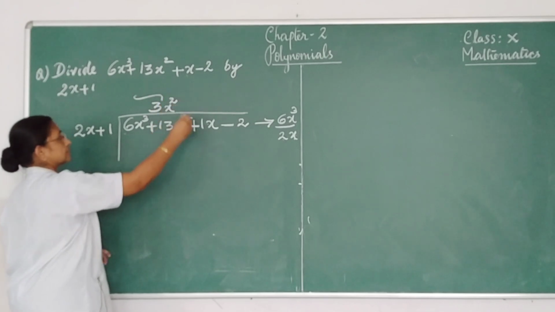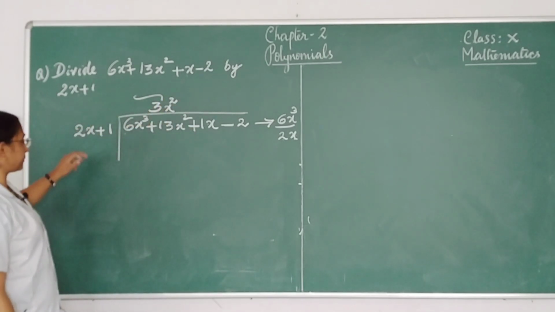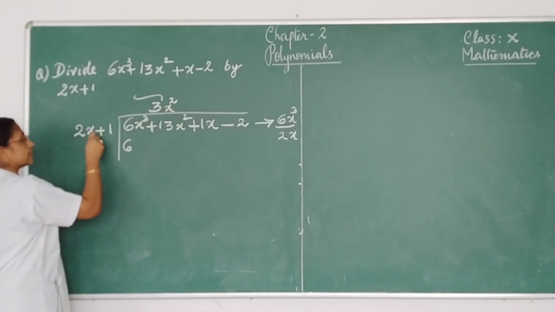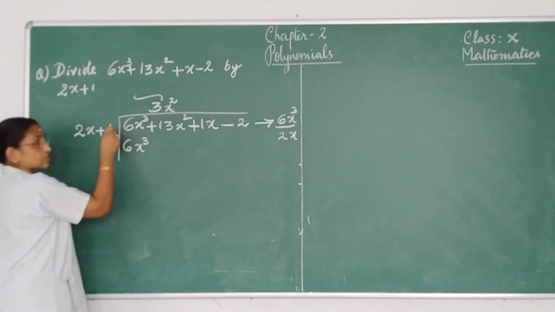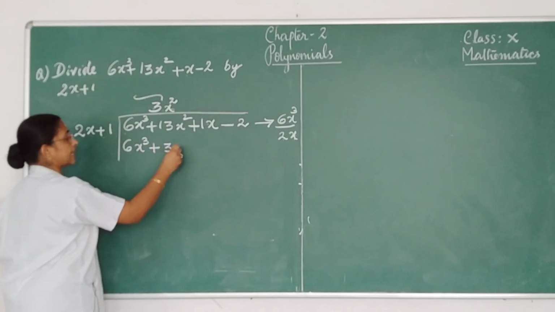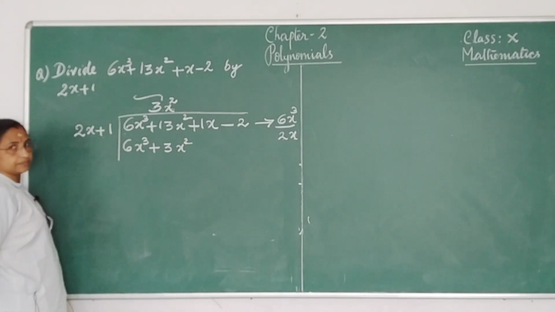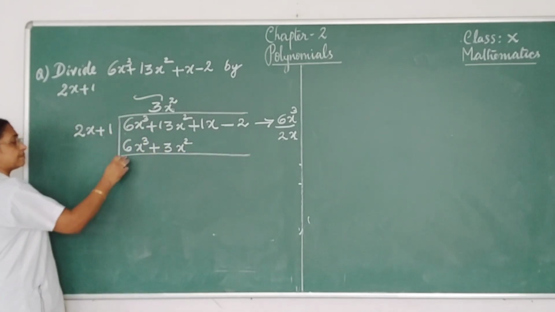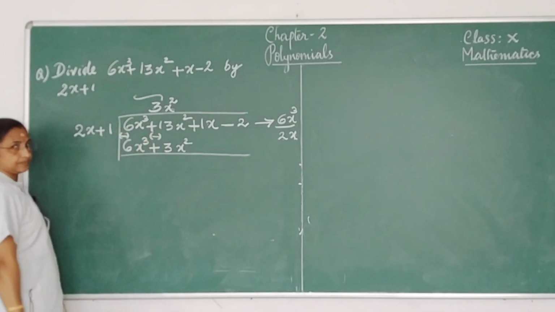X square. After getting the first term of the quotient, you have to multiply. 3 into 2, 6. X square into x is x cubed. Next term, 3x square into 1, 3x square, that you need to write below the x square term itself. Next step is you need to subtract. Plus 6 becomes minus 6. Plus 3 becomes minus 3.